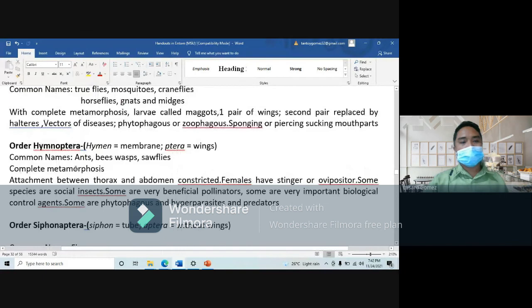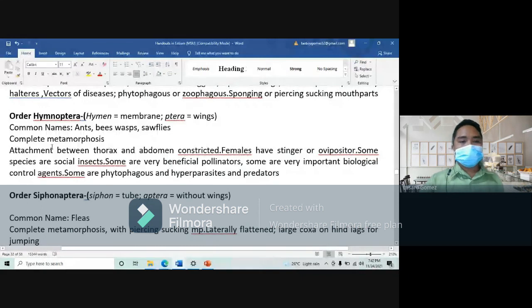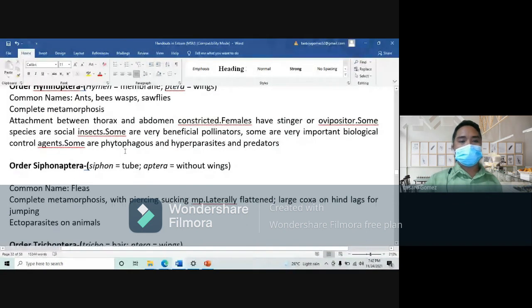The other order is the Hymenoptera, which consists of two words. Hymen means membrane, ptera means wings. Common examples of this order of insects are the ants, bees, wasps, and sawflies. In terms of metamorphosis, they are complete.